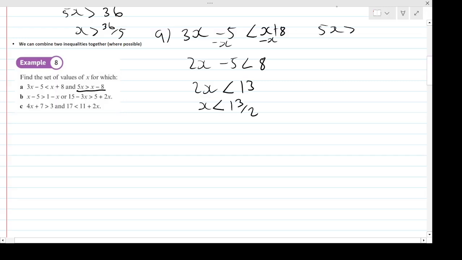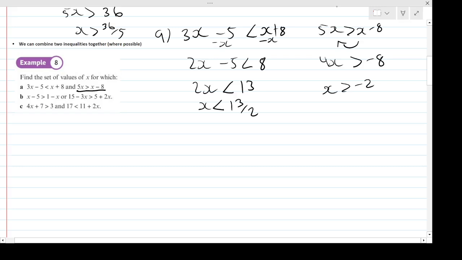Okay, now I need to solve the other one. So we have 5x greater than x minus 8. Well, then I can move the x from here to there to get 4x, if I subtract x, greater than minus 8, then x is greater than minus 2. Cool. So we've got these two inequalities.